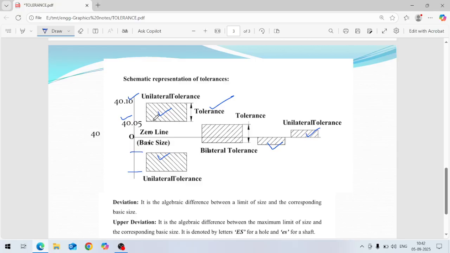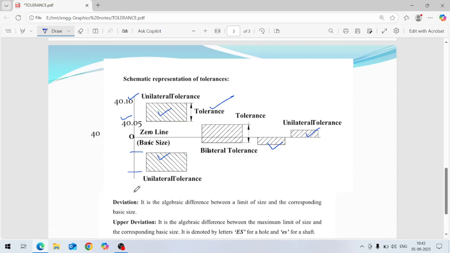So this is called lower deviation. Lower deviation means, from the basic size, the one which is near to the basic size, where the tolerance zone starts. So that size is the deviation, and that is called lower deviation. 40.05 is the lower deviation, and 40.1 is the upper deviation. Okay, this is lower deviation and this is upper deviation.